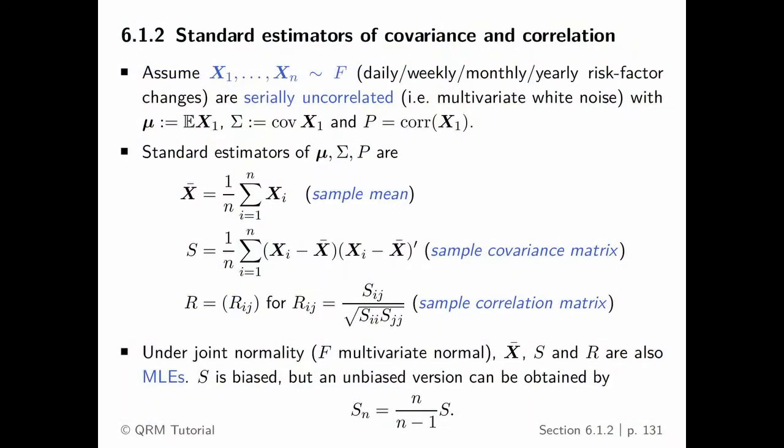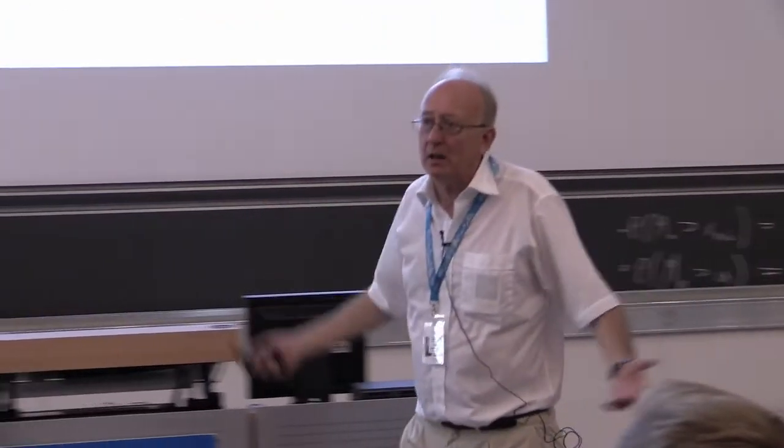Now, you can estimate the means and the covariance. Here are the estimators. You take the sample mean and the sample covariance and the sample correlation. You can write them down.